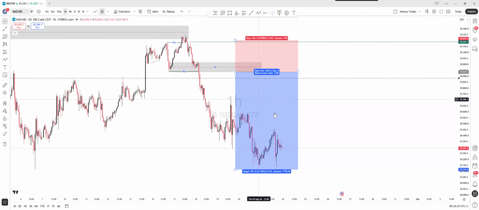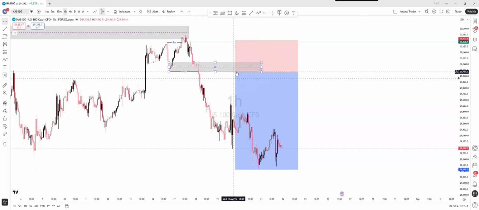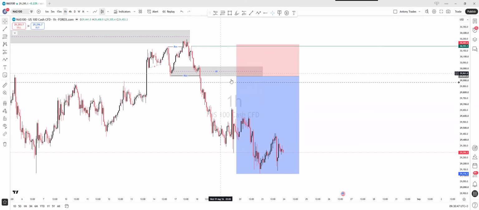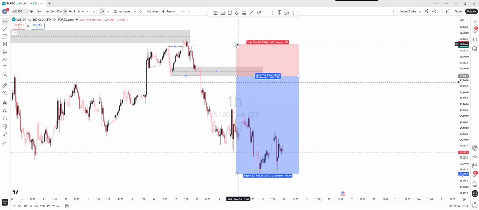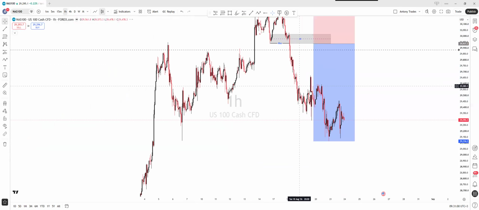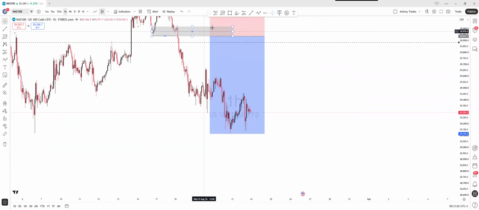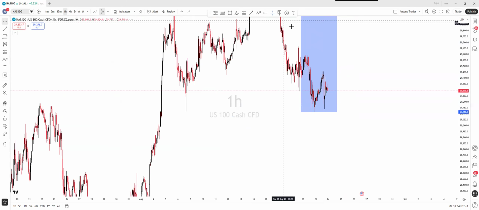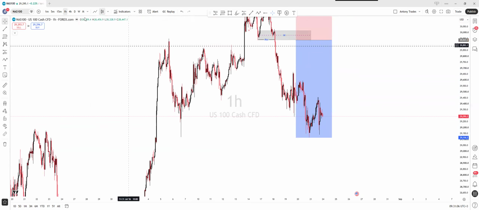So I was anticipating to see NAS 100 coming to this area, and then I take my sell opportunity from here. Stop loss above this high, because at this point of time I'm not sure how deep this pullback will come to, but I didn't expect it to come at least above this high. That is why I put my stop loss there. But unfortunately we never got that pullback to that area, so we kept on selling to the downside.